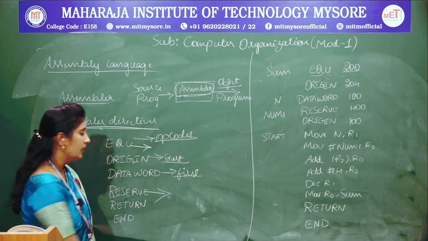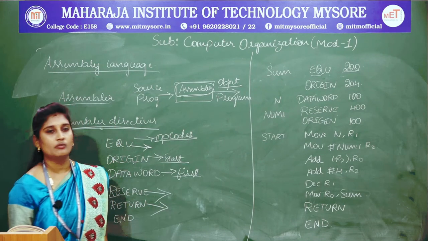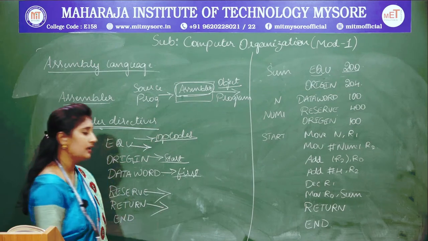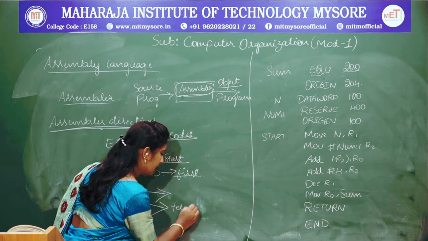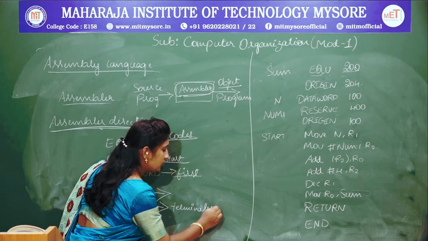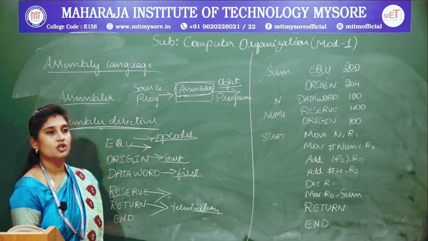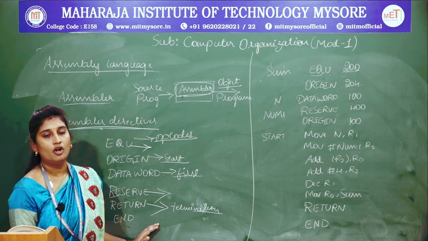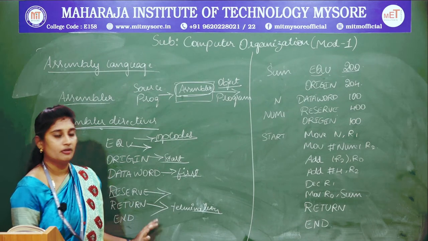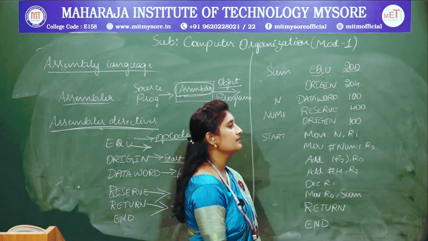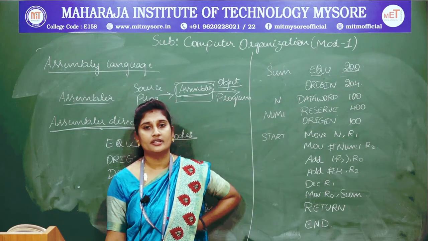Next is RETURN. As soon as the RETURN statement is encountered, it indicates the program termination, where the execution of the program gets terminated. Next, the last is your END. END is the end of your source program itself. So now let us look at a simple example of how these directives operate.